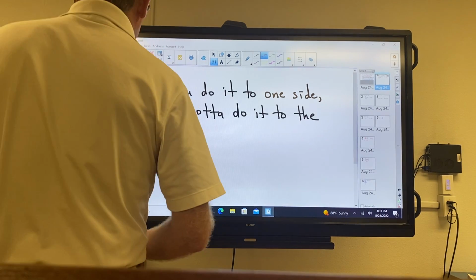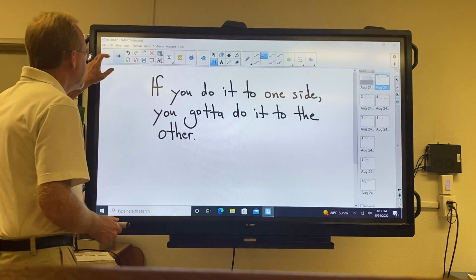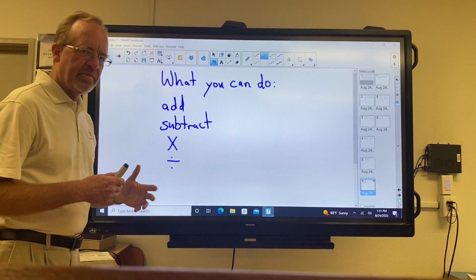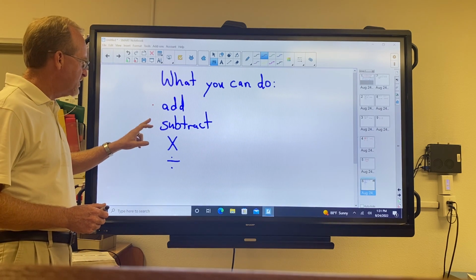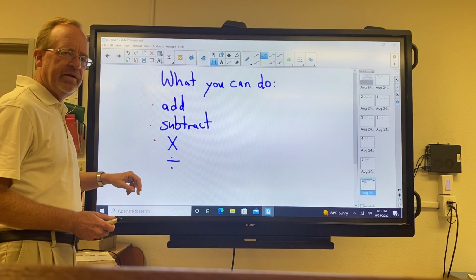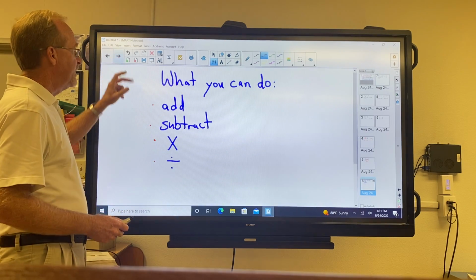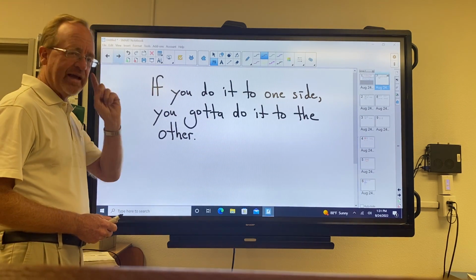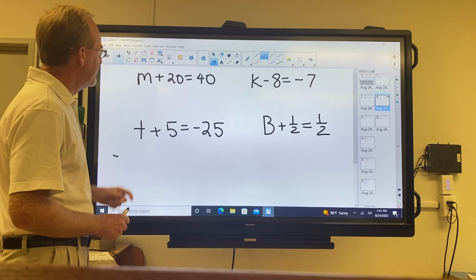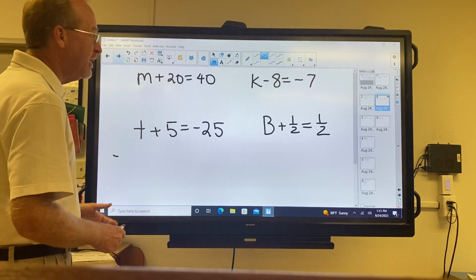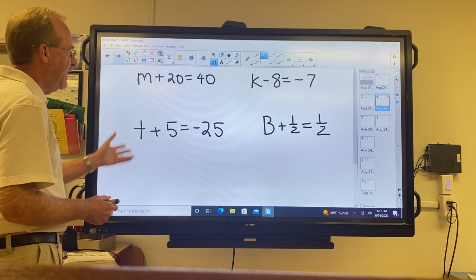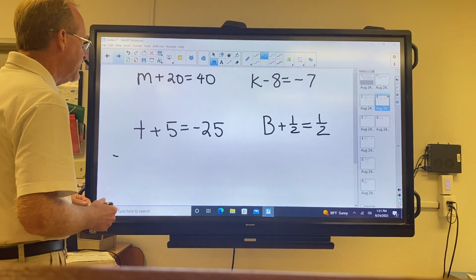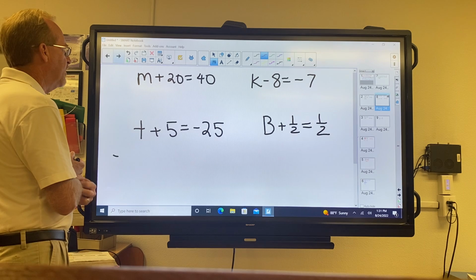Okay, so welcome back. You may remember from our last video that we talked about what you can do to equations. You can add, you can subtract, you can multiply, you can divide, but if you do it to one side, you have to do it to the other. So here's some equations, and I'm going to demonstrate that, doing it to one side, doing it to the other, and doing some different things, adding, subtracting, dividing. Let's see what we've got going on here.